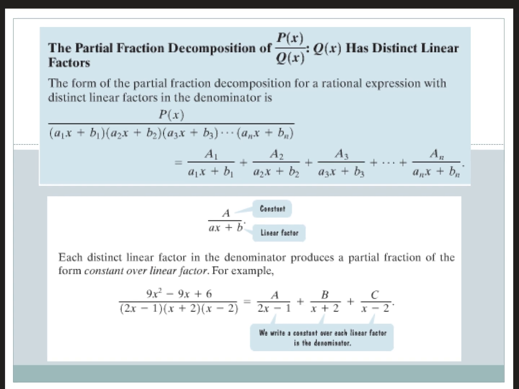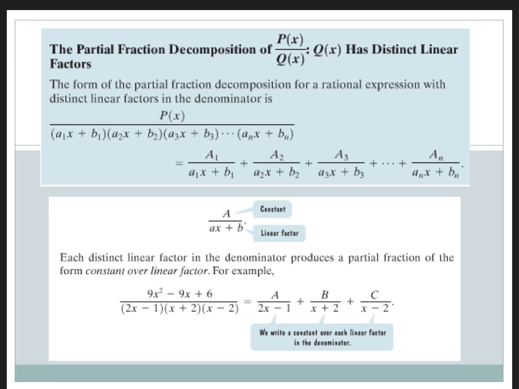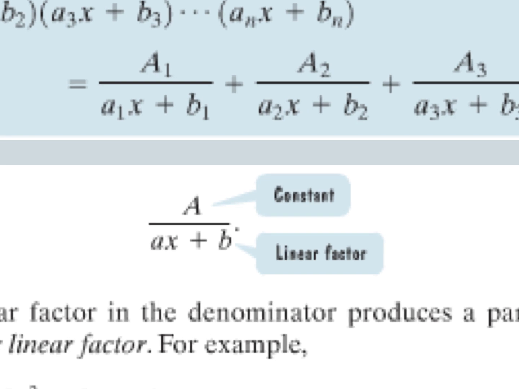All right, this is the book. Right? This is the book telling you how to do it. When you decompose, you're going to have a constant in the numerator. That's just a plain number. And then a linear factor in the denominator. What does it mean if it's a linear factor? What is your x value raised to? The first power. All right?